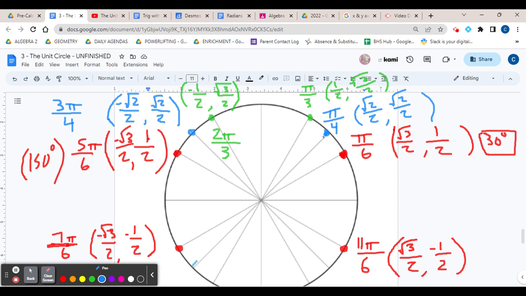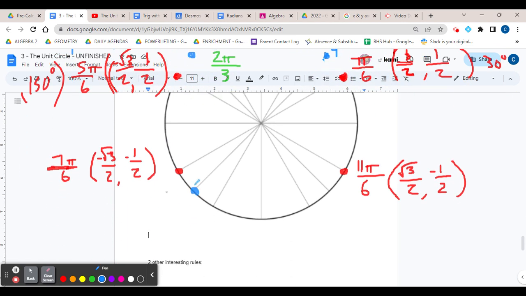When we come from here to here, all right, the x value stays negative. The y value becomes negative. So coming down here, this point is at 5 pi over 4. Okay, the angle is 5 pi over 4. And so now we're going to be at negative root 2 over 2, comma, negative root 2 over 2.